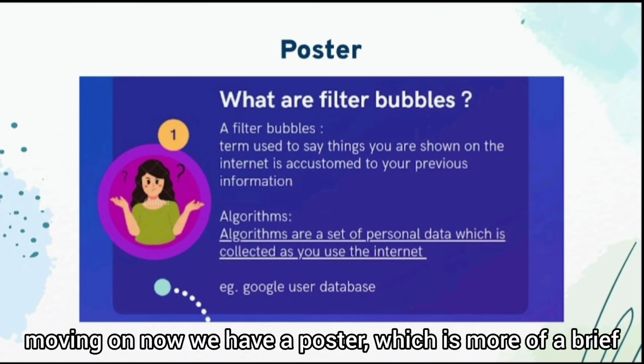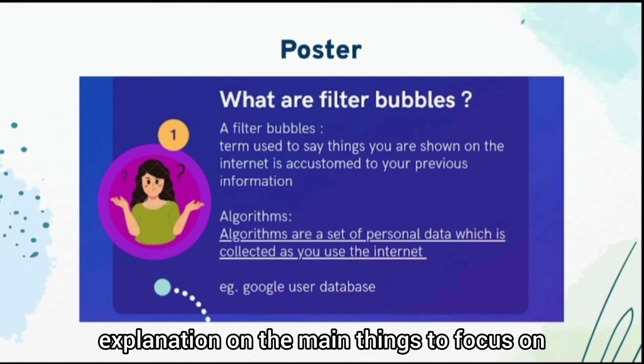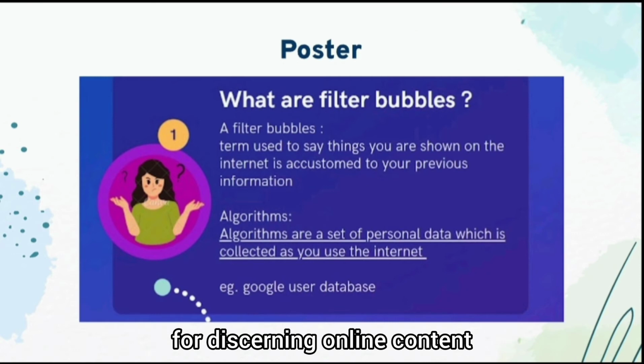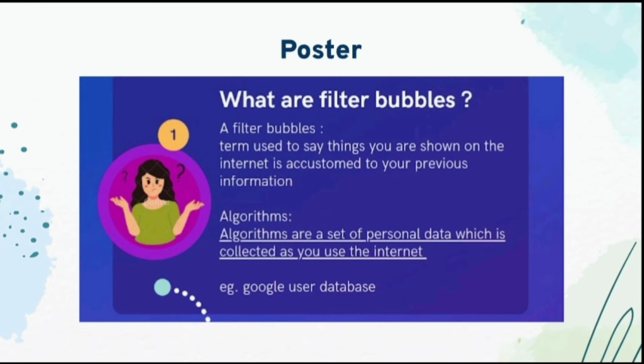Moving on, now we have a poster, which is more of a brief explanation on the main things to focus on for discerning online content. Firstly, what are filter bubbles? Again, a filter bubble is a term used to say things you are shown on the internet that is accustomed to your previous information. Algorithms are closely related to filter bubbles, as these algorithms actually cause the filter bubbles that you are in. Algorithms are basically a set of personal data which is collected as you use the internet. For example, a Google user database.